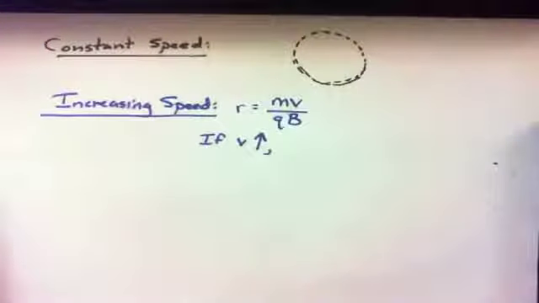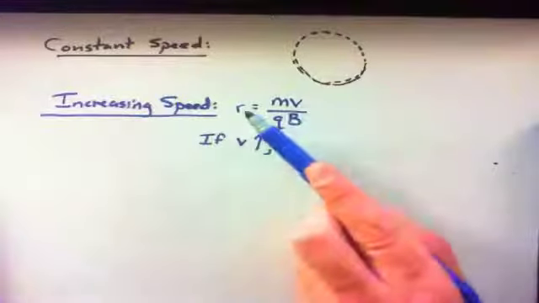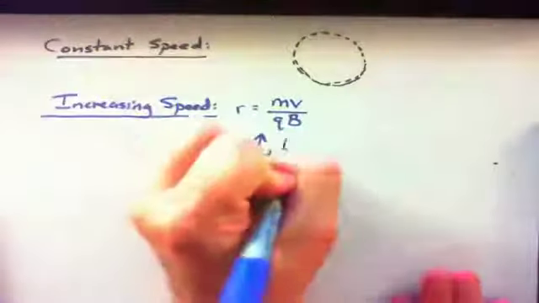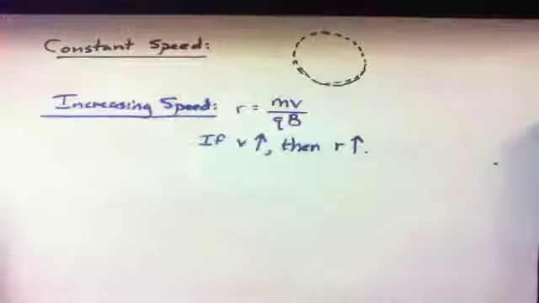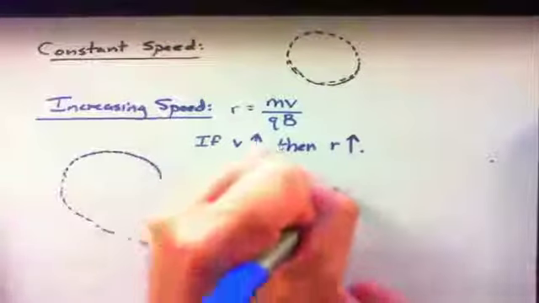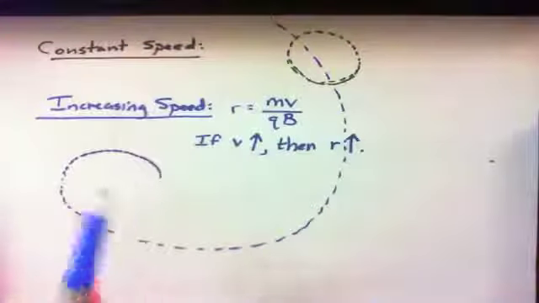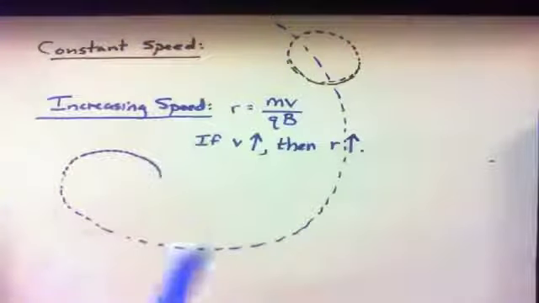So I'm increasing the speed. The only thing I'm changing in this equation is v. And if we increase the speed, if we increase v, what happens to r? It gets larger. We increase v, we increase r. So, if you increase the velocity, increase the speed, the radius will get bigger. It will move in a circle of larger and larger radius. In other words, it will spiral outward.